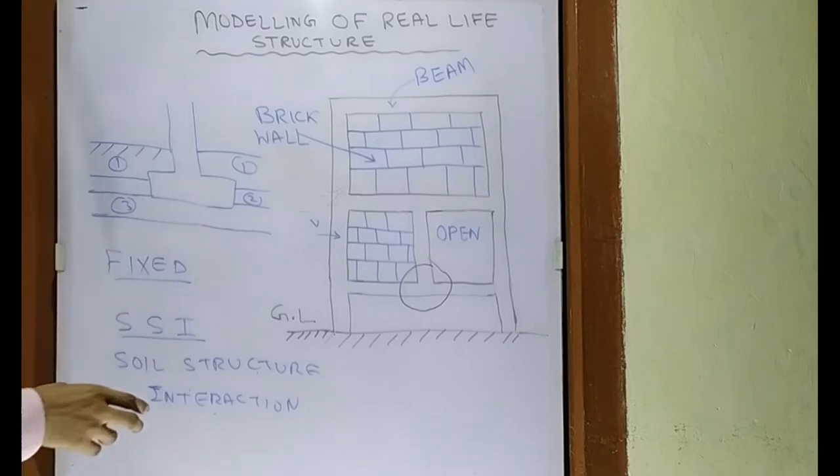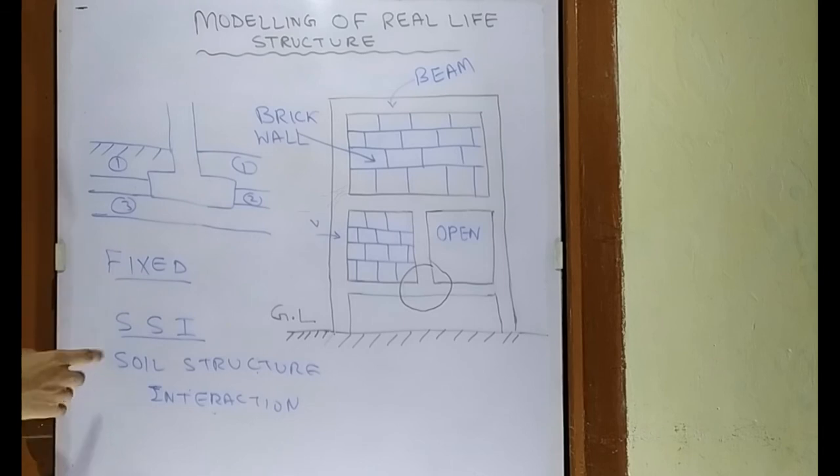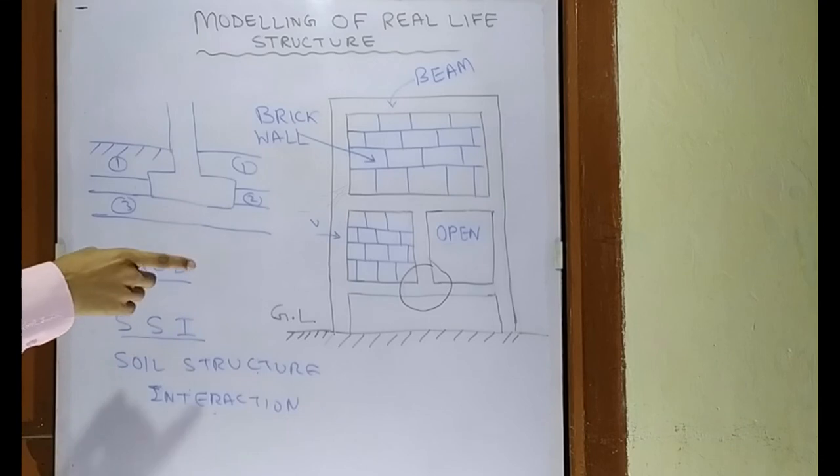If you want to consider the soil structure interaction, then we have to model the soil properties as well in software like ETABS. ETABS also has that type of soil structure interaction procedure, and we can also model this behavior in SAP2000, and there are many other software which deal only with soil structure interaction, very accurately. So this is it for the condition of support.